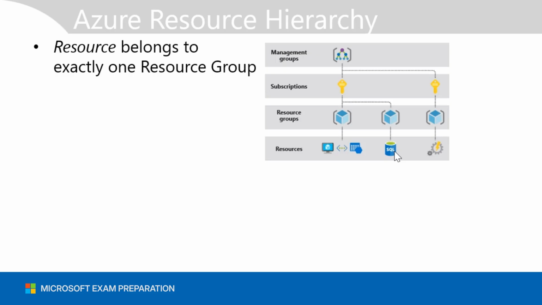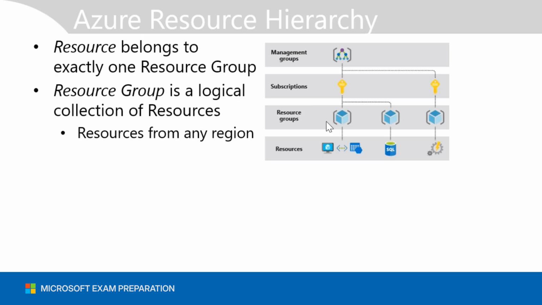Resources belong to exactly one resource group. A resource group is simply a logical collection of resources. I say logical because it doesn't have anything to do with where they're located in Azure, as in which region. They can be from any region, but it's a way that you can organize, in fact, a way that you must organize your resources. This plays into security, which we'll discuss later in this lesson.